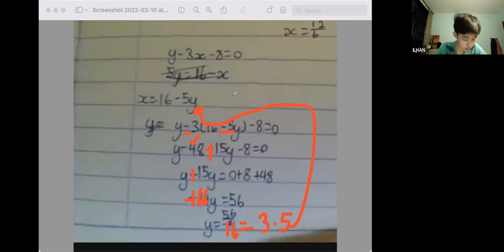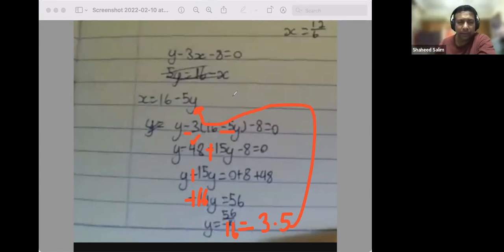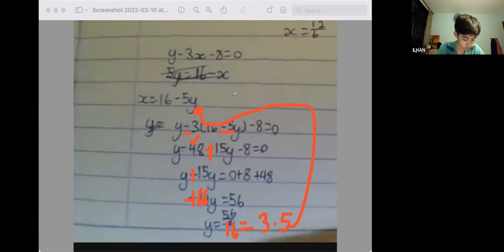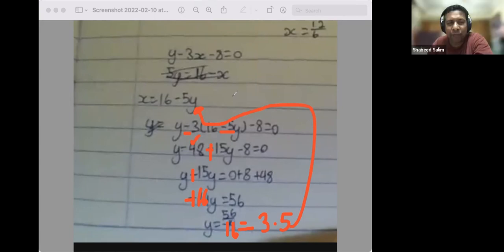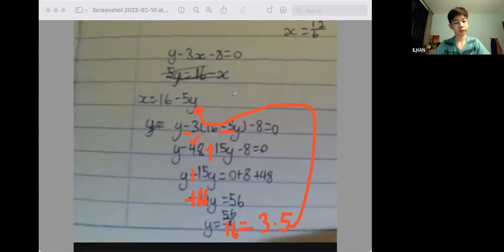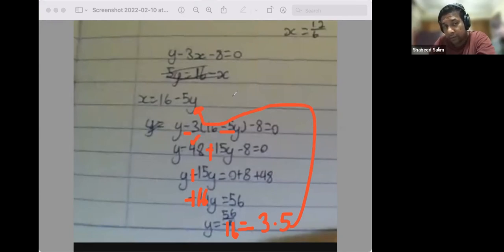Is x 0.5? Wait. 5 times negative, 5 times 3.5 is how much? 5 times 3. Is it 17.5? Yeah, 17.5. So 16 minus 17.5 is how much?